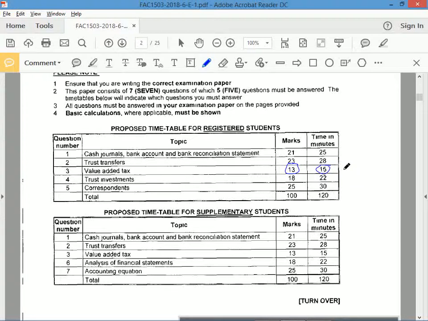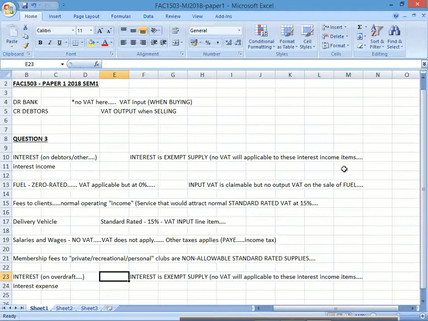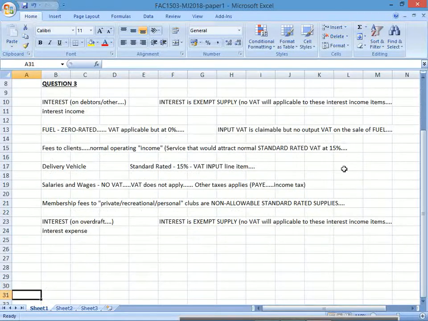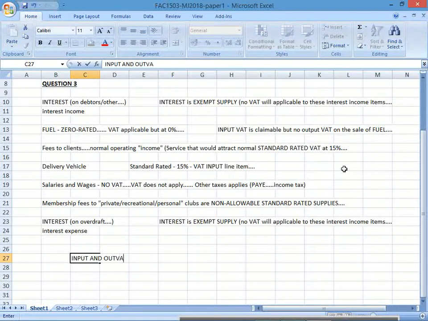I think maybe I didn't spend enough time going into too much detail on the VAT, but I see they have given you a bit more information here. What I spoke about was the input and the output. We looked at that a lot. Maybe just to give you a little bit more detail.